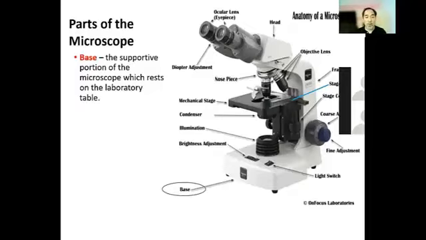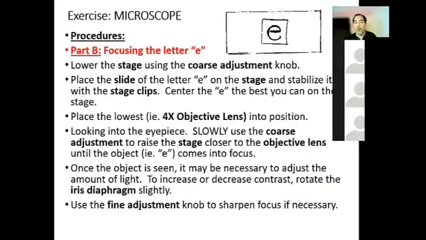And the next topic is the principles of microscopy. On focusing the letter E, we have a slide that has a letter E, and we're going to be looking at that slide inside the microscope. The first thing is to lower the stage of the microscope using the coarse adjustment, and then place the slide of the letter E on the stage and stabilize it with the stage clip. Then look at the letter E in the center of the slide.